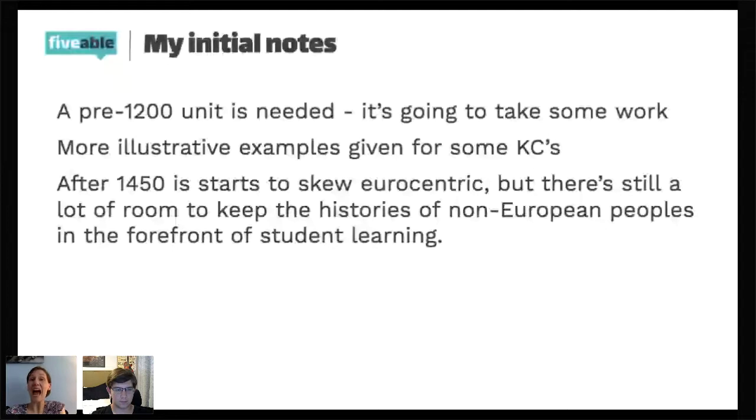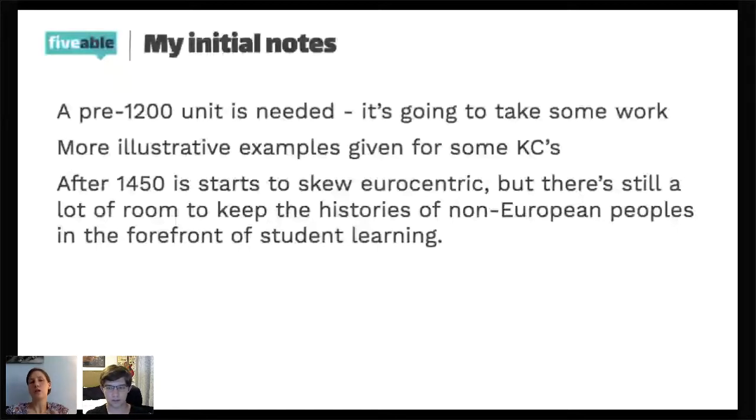That said, after 1450, the structure of the course skews Eurocentric. Not all of the examples, but the basic framing of the course. We're viewing things through the lens of Western domination. And so that becomes a place where we as teachers have to do the work. College Board isn't doing the work for us there. In fact, they're setting us up for a really Eurocentric way of viewing world history.